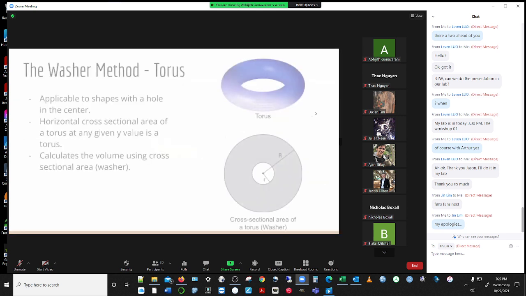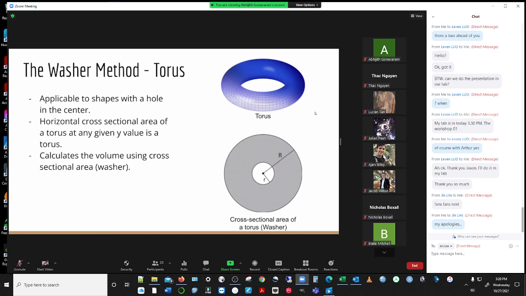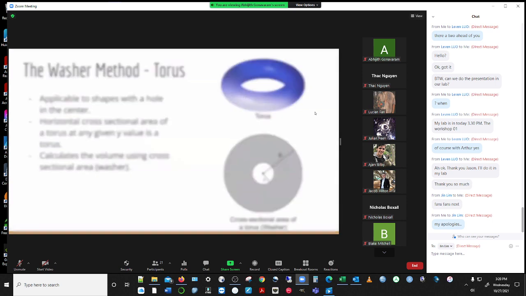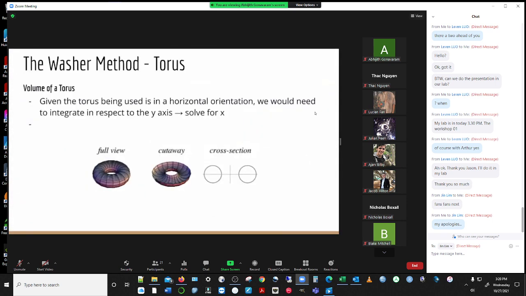The second method is called the washer method, a method of calculating the volume of an object with a hole in the center. This method makes use of the cross-section of an object. In the case of a torus, the cross-sectional area at any given height is a washer or a disk. Given that the torus being used is in a flat orientation, we would be required to solve for the x variable with respect to y. This is because the integration with respect to the y-axis requires a function in terms of y.